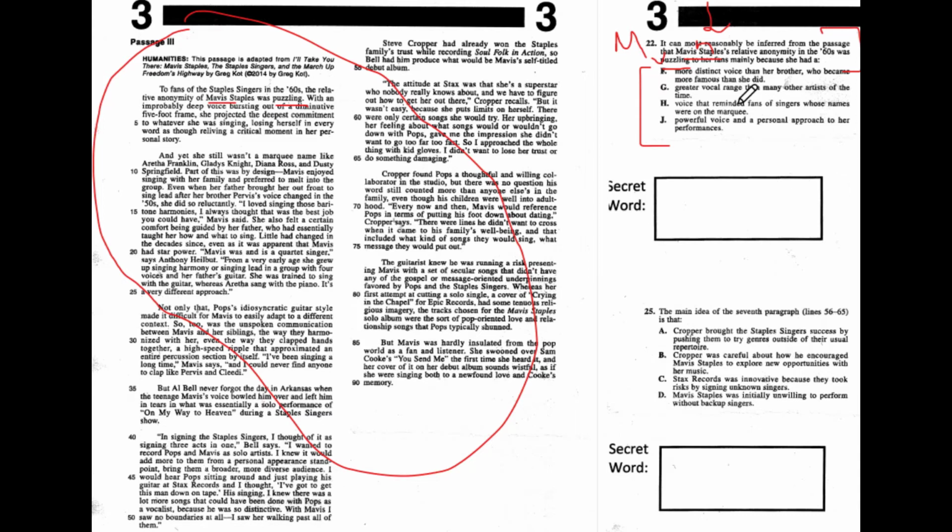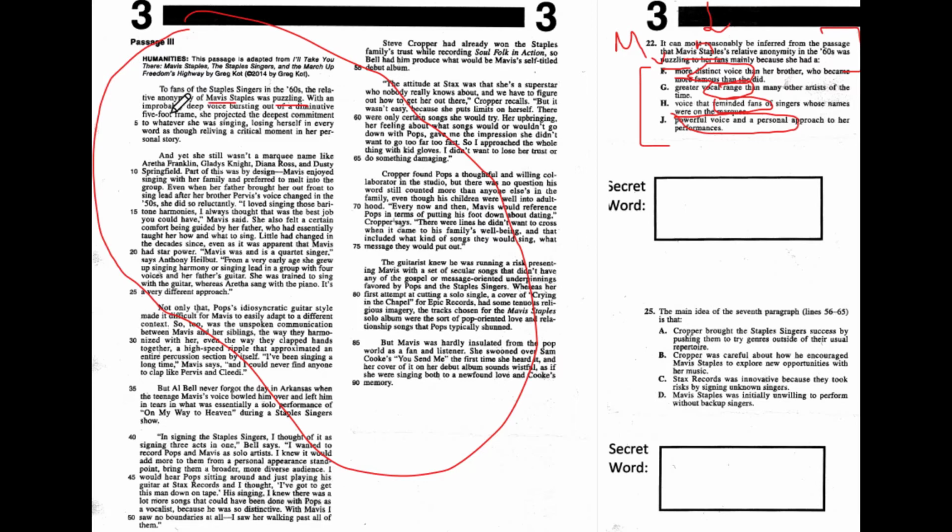I come over here and take a look at my answers and I circle them. More distinct voice is F. Answer choice G says vocal range. Answer choice H says reminded fans. And answer choice J says powerful voice and personal approach.